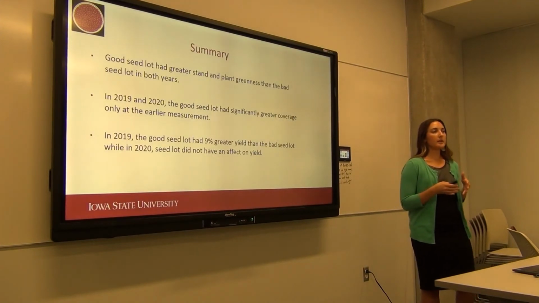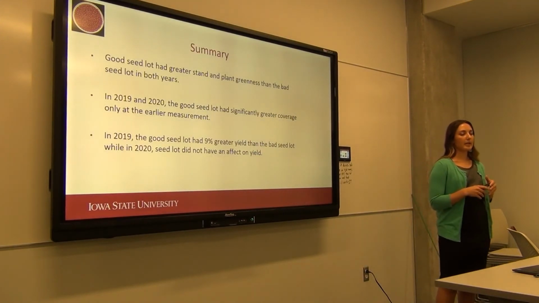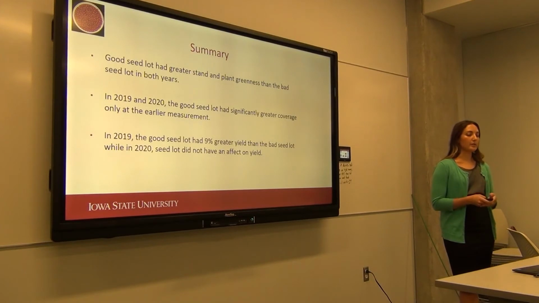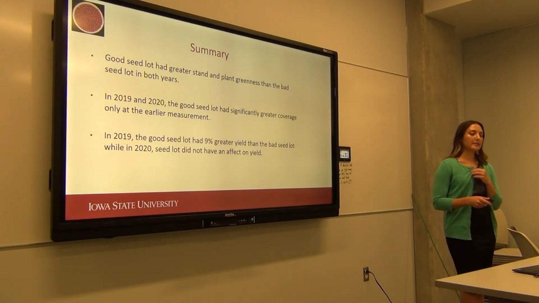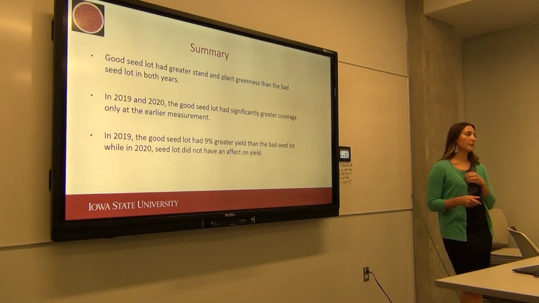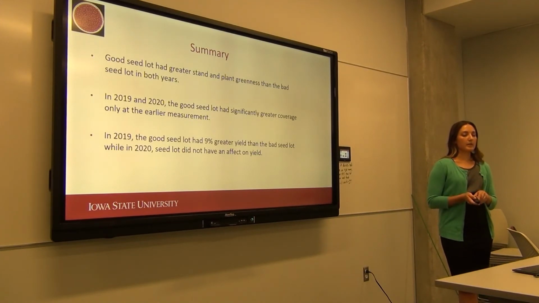So in summary, we saw that the good seed lot had greater stand and plant greenness than the bad seed lot in both years. In 2019 and 2020, the good seed lot had significantly greater coverage only at the earlier measurement. And in 2019, the good seed lot had about 9% greater yield than the bad seed lot, but in 2020, we did not see that seed lot had an effect on yield.